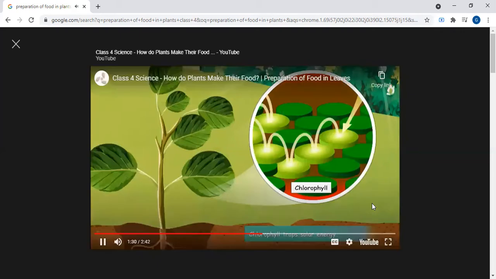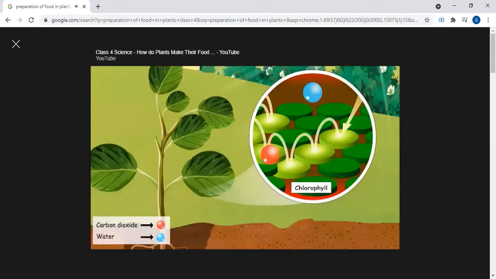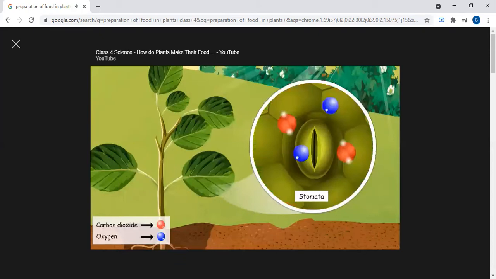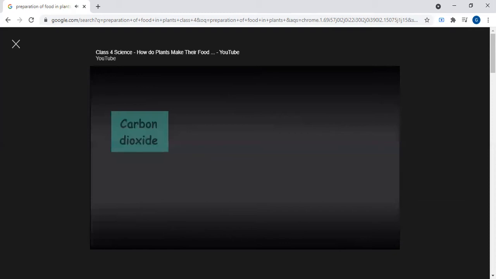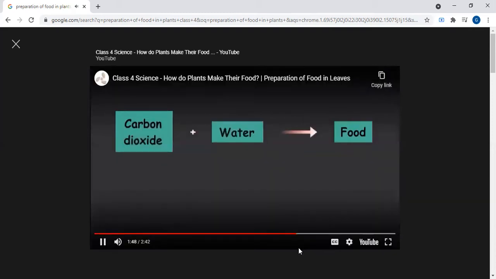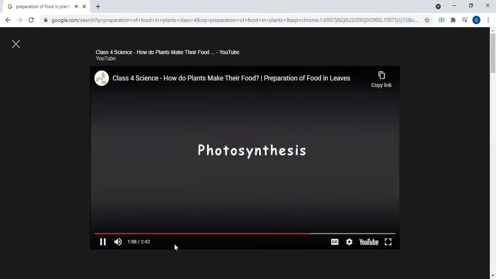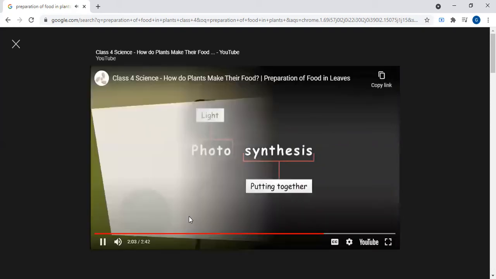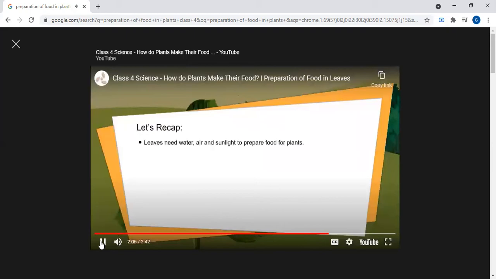Once all the ingredients are present, leaves use the energy from sunlight and change water and carbon dioxide to food and oxygen. The oxygen so formed is then released in the air through the stomata. The process of preparing food by plants from carbon dioxide and water using sunlight is called photosynthesis. The term photosynthesis comes from two words, photo meaning light and synthesis meaning putting together. Let's recap.